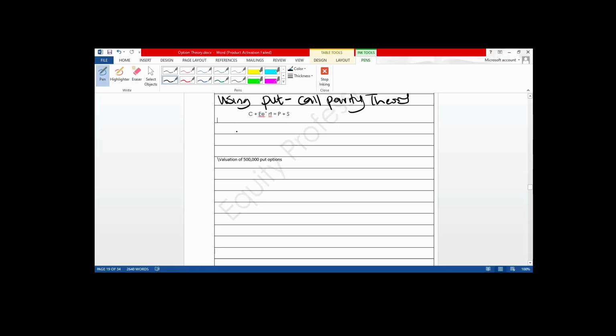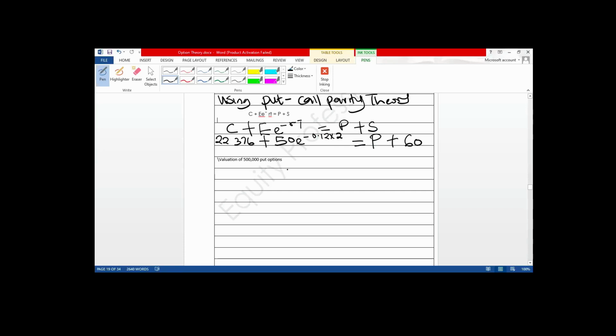C plus E, capital letter, exponential minus rT is equal to P plus S. Your C, that is the call value we calculated, 22.376, plus capital letter E, the exercise price, 50, exponential minus small letter r, 0.12 multiplied by 2, is equal to our P, the put price, what we are trying to calculate, plus our S, the current stock price, 60.